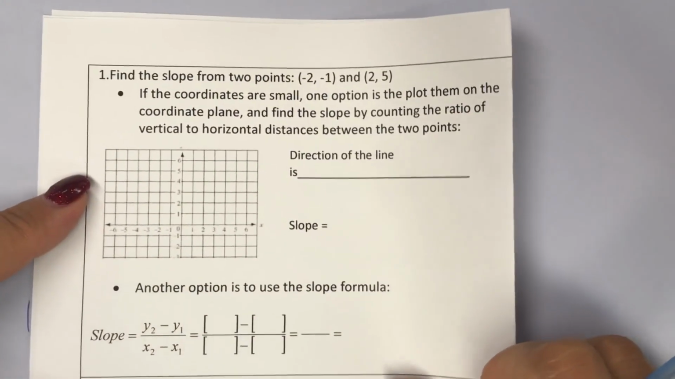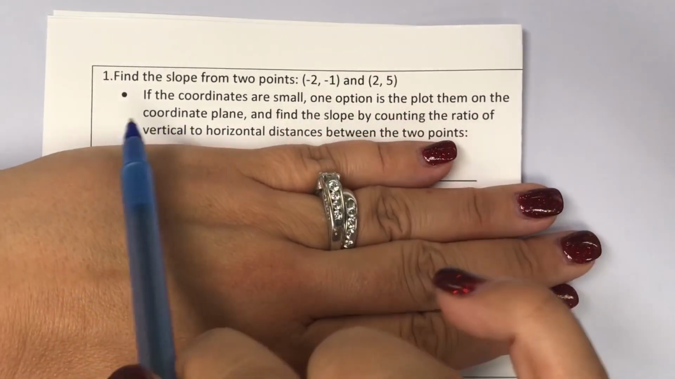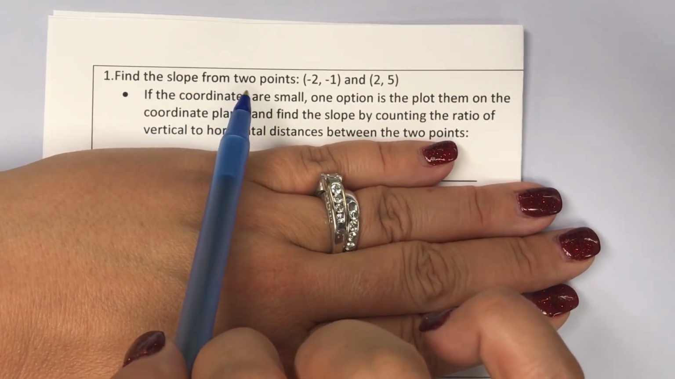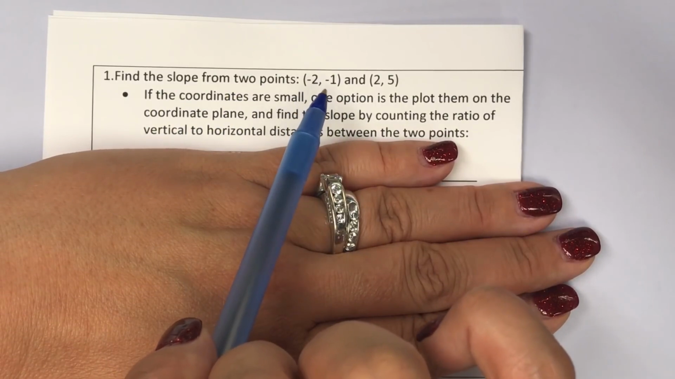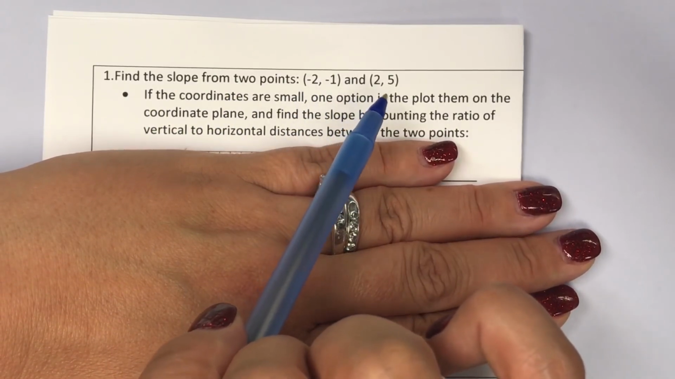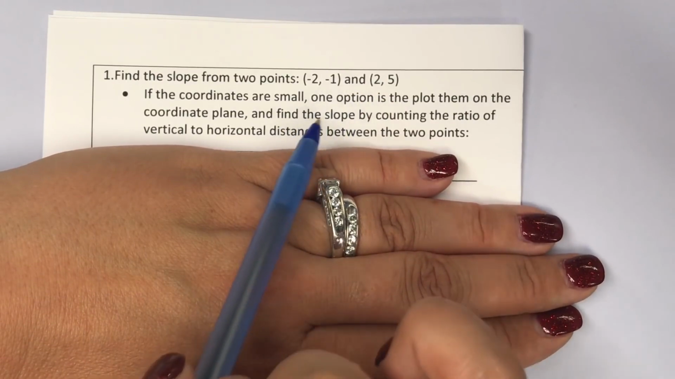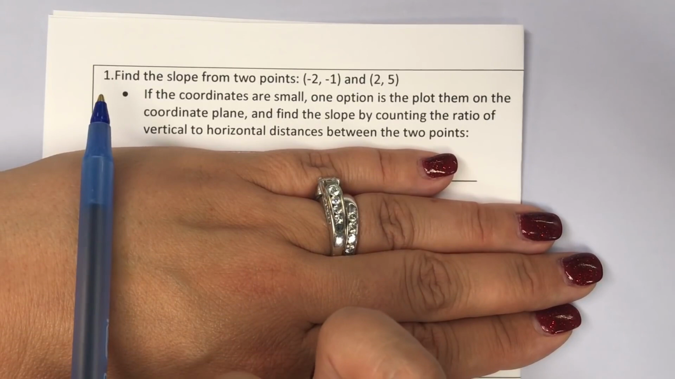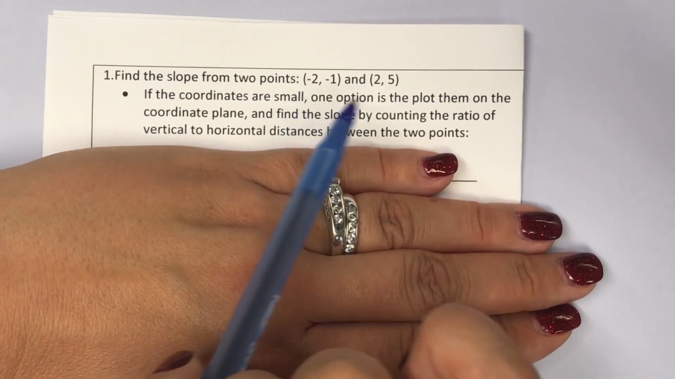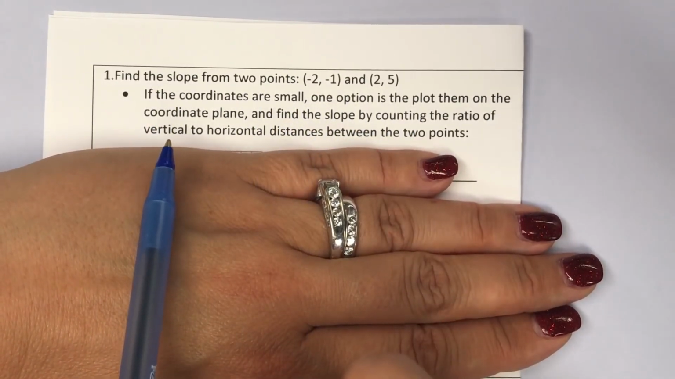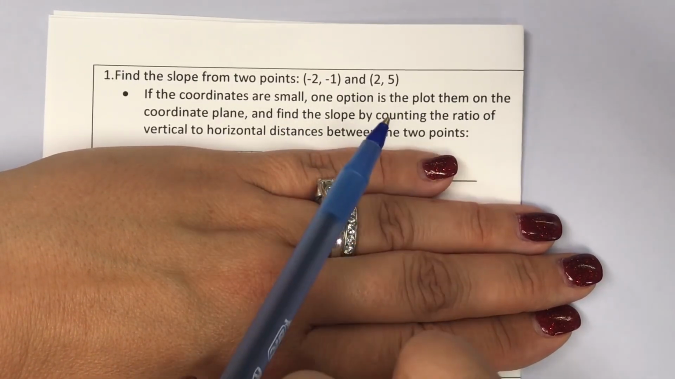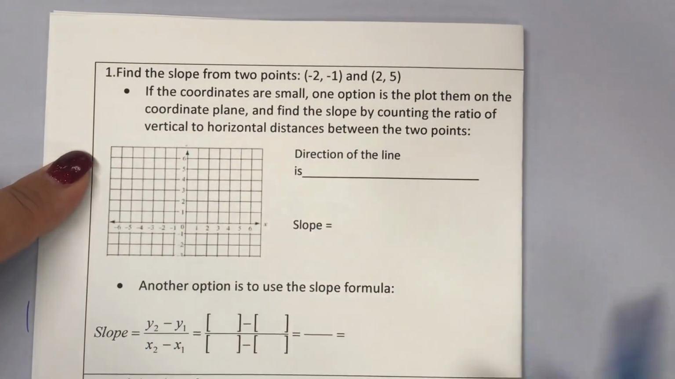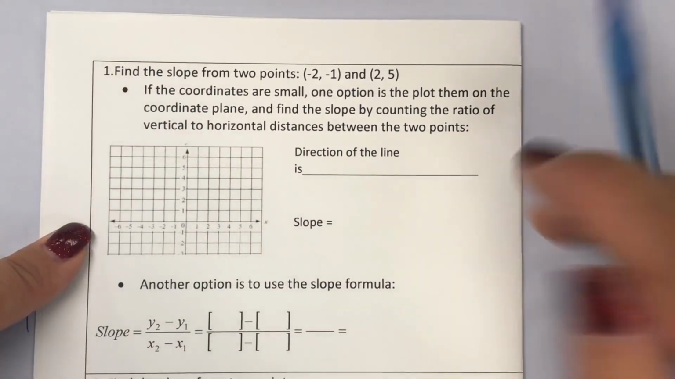So in the next situation, let's say I don't have a graph, but I have a word sentence that states that the slope needs to be found between the 2 points, -2, -1, and 2, 5. If the coordinates are small like this, the best option is probably to use the coordinate plane. One option is to plot the points on the coordinate plane and find the slope by counting. Counting is easier, using the ratio of vertical to horizontal distances.